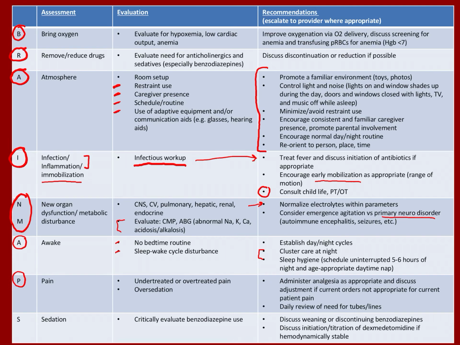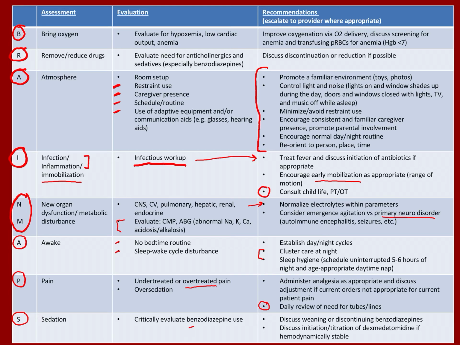Next is P, which stands for pain. We know that delirium can stem from either undertreated or overtreated pain. So when a patient becomes delirious, it's important to critically evaluate their analgesia and discuss whether any adjustments are appropriate for either decreasing or increasing the amount of pain medications they're receiving. Additionally, looking at etiologies for pain is a critical part of evaluating a patient's risk of delirium. So we like to critically evaluate their need for daily invasive tubes and lines, such as chest tubes, Foley catheters, and central venous catheters.